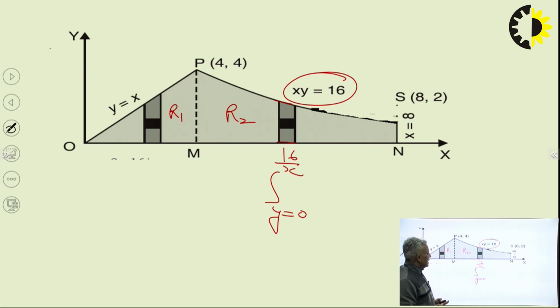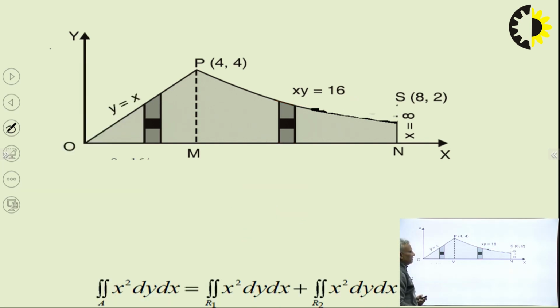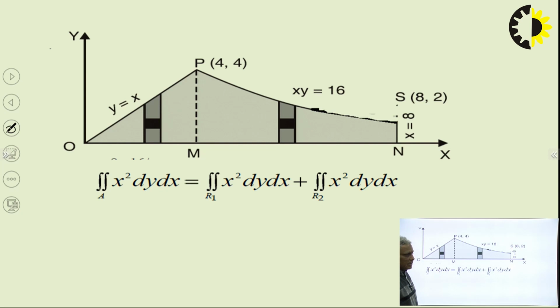Now the question is, what will be the limit of x? So the limit of x will be 4 to 8 here, 4 to 8. In this way we can calculate the result of the given problem. So in this way there are two regions. I write here R1, I write here R2.